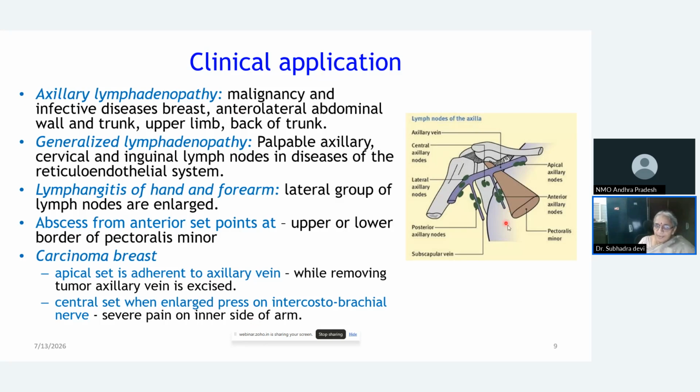So if there is an abscess of the anterior set, it will point at the lower border of the pectoralis minor muscle. That's how we can understand if you have the surface anatomy and the locational knowledge. Carcinoma of breast, what will happen? Apical set is adherent to the axillary vein. So one has to be careful when you are excising the tumor.